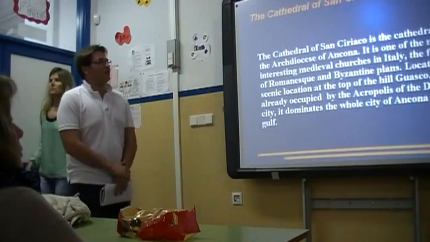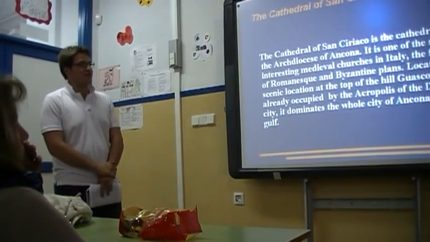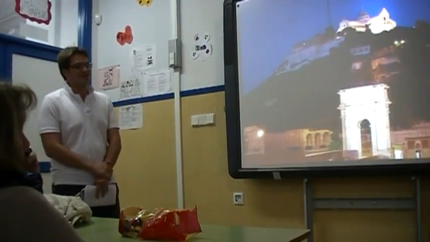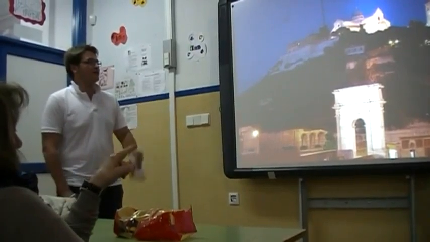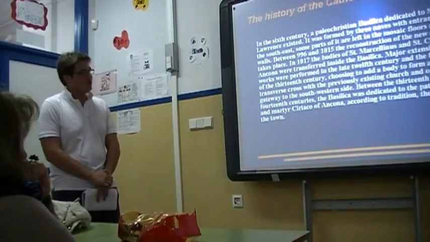Over the port in Ancona is the cathedral of San Ciriaco. This is the picture of the cathedral, and under the picture we have the triumphal arch.